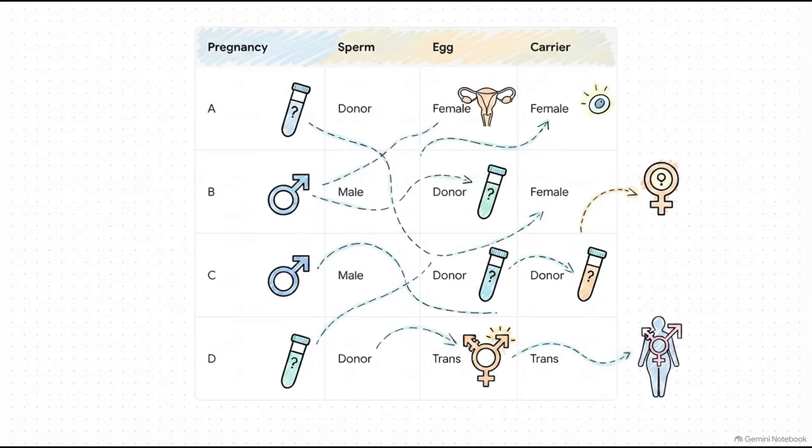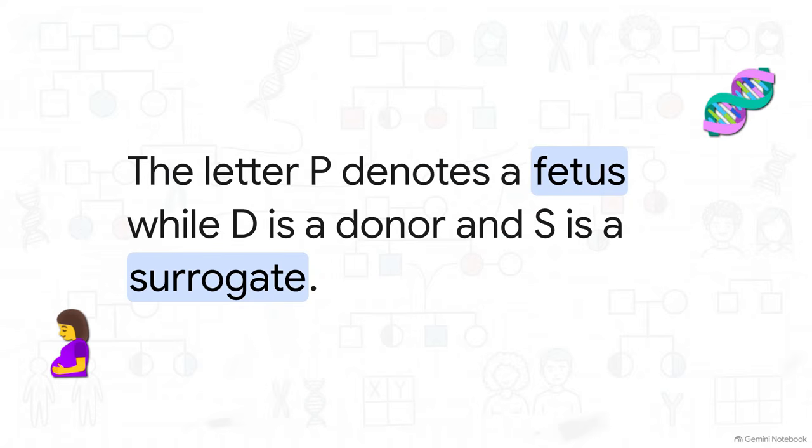The sperm is from a donor, but the egg and gestational carrier are the female partner. In pregnancy C, the male partner provides the sperm, but a donor provides the egg and acts as the carrier. The solid lines on the chart will actually dynamically shift to connect only the biological contributors for each unique scenario. To keep these complex situations straight, we throw a few extra letters inside the shapes. A P denotes a current fetus, a D stands for a sperm or egg donor, and an S denotes a surrogate.